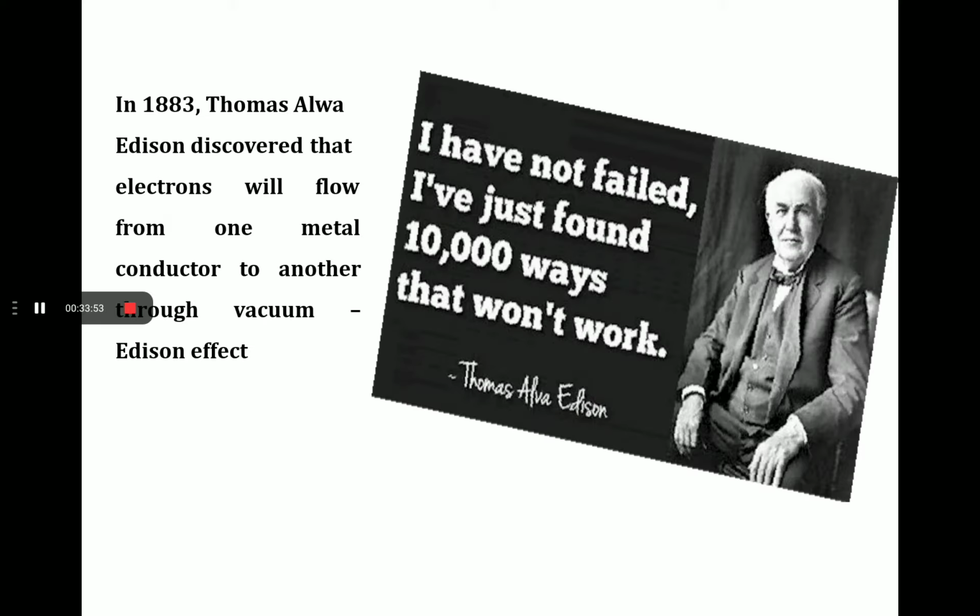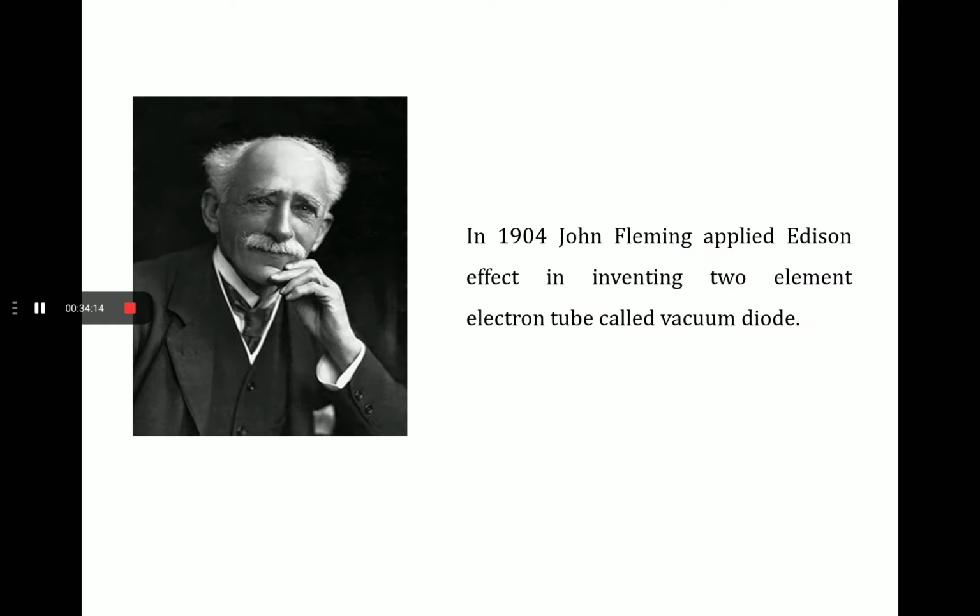The first thing, 1883, in the 19th century, Thomas Alva Edison discovered that electrons will flow from one metal conductor to another through vacuum. That is known as the Edison effect. Then in 1904, John Fleming applied the Edison effect in inventing a two-element electron tube called the vacuum tube. So the vacuum tube was invented by John Fleming.